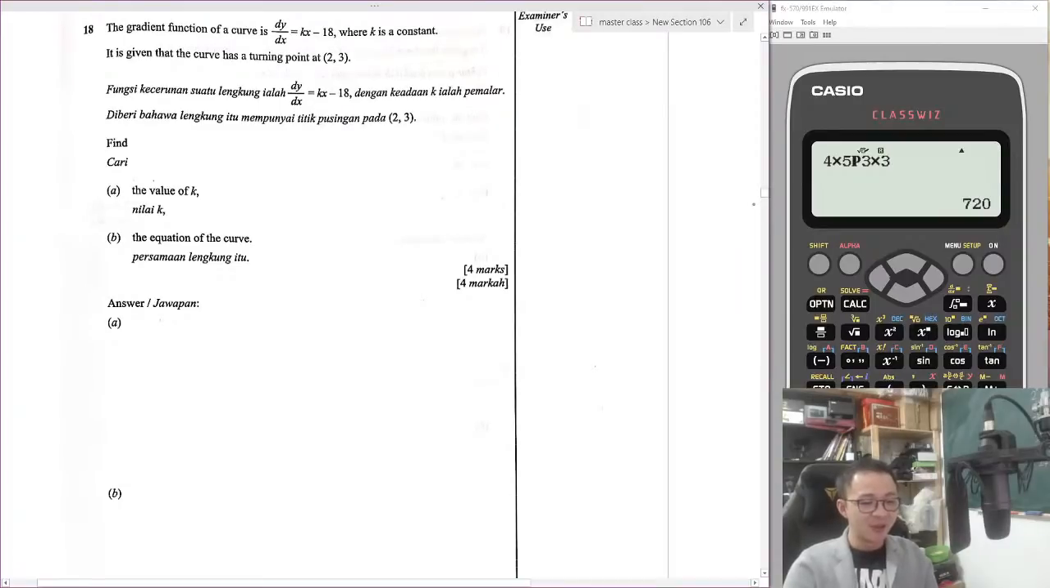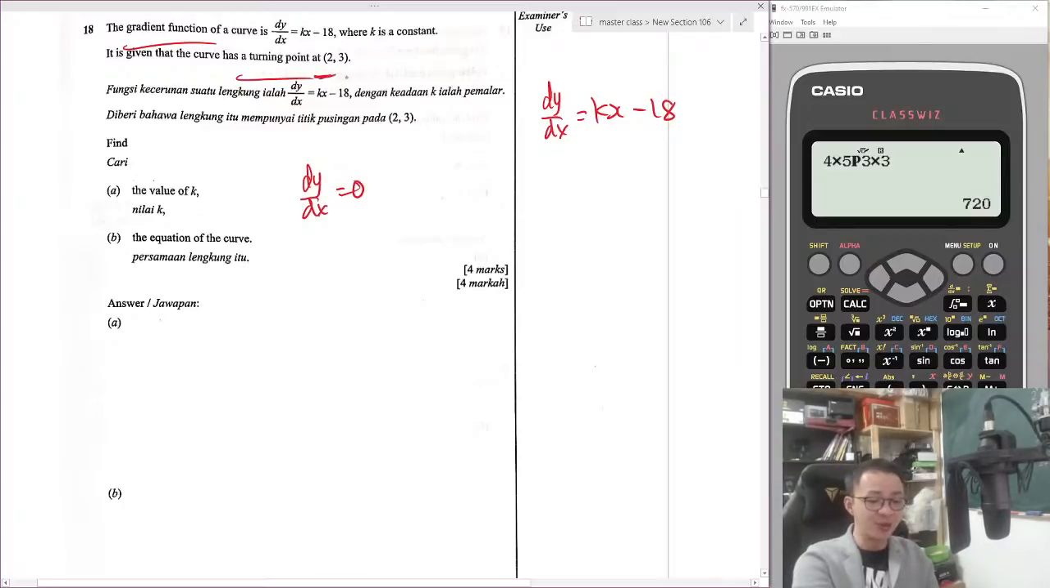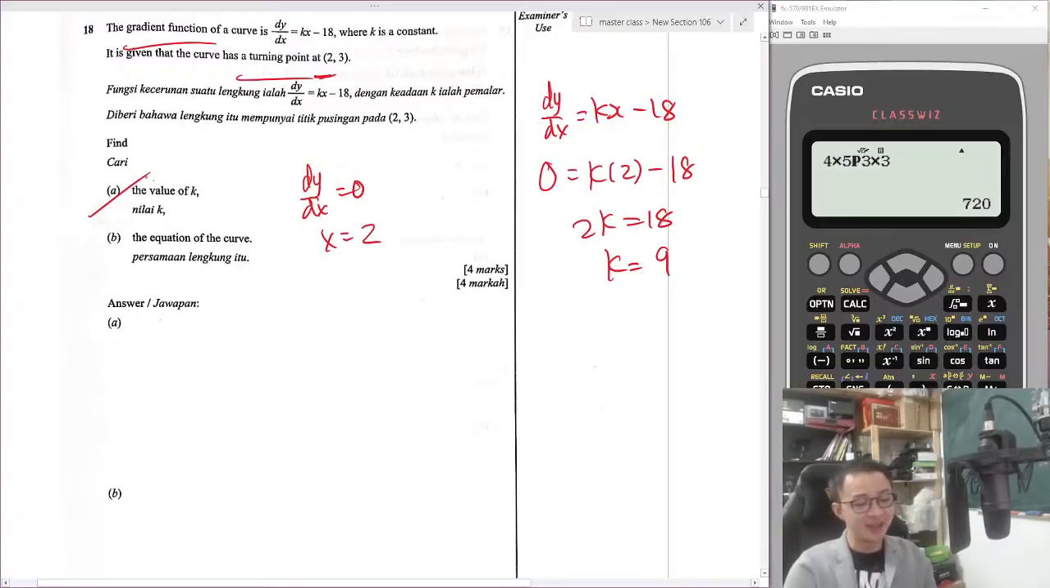Okay, what's the meaning of gradient function? Gradient function means dy/dx is kx minus 18. It's given at the turning point. Remember the keyword: turning point means dy/dx equals 0, when x equals 2. Normally for a turning point I only take the x coordinate, not the y coordinate. So 2k equals 18, k equals 9. Done. Very easy as long as you understand.